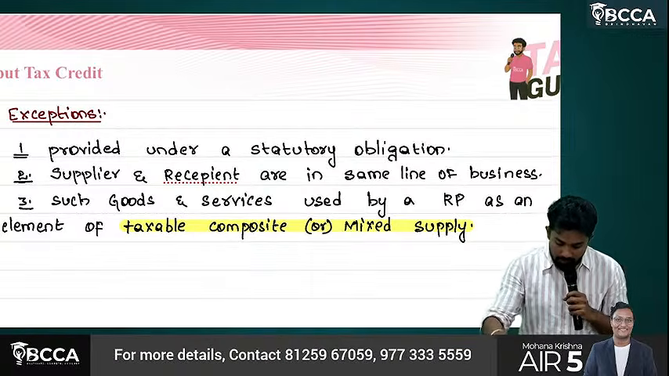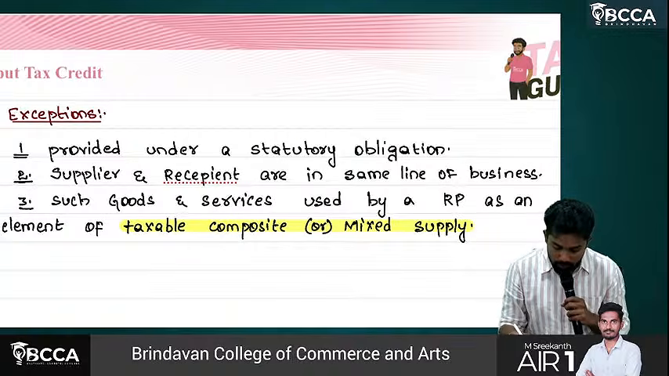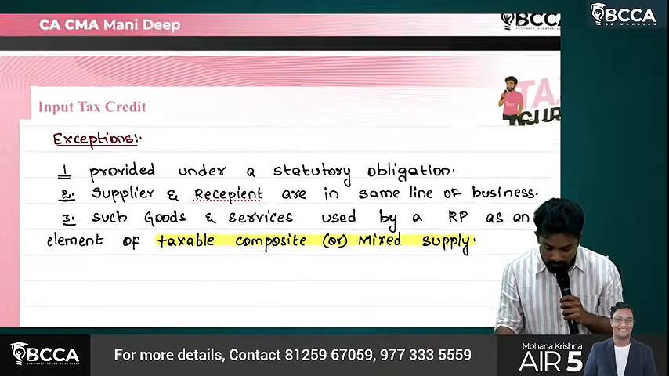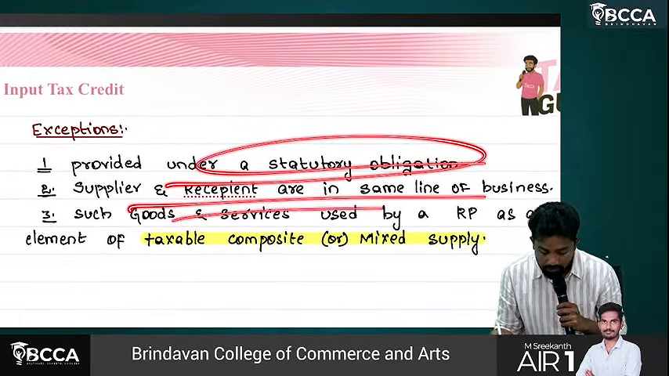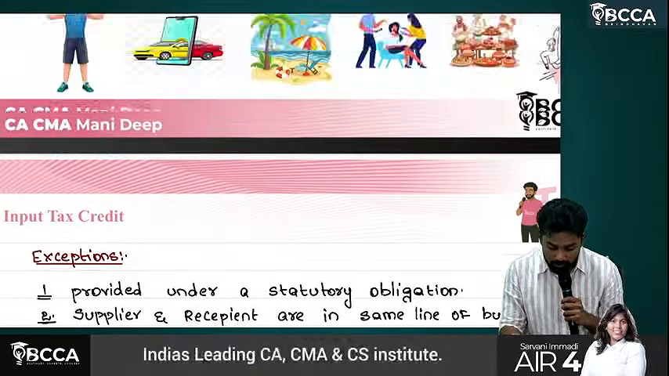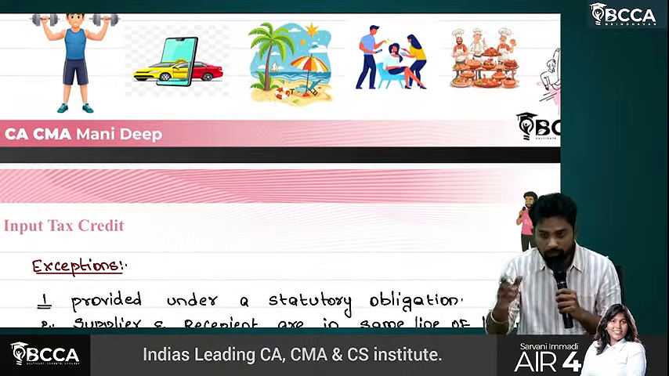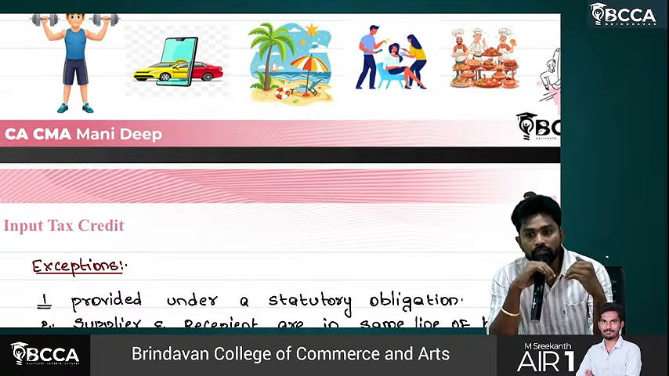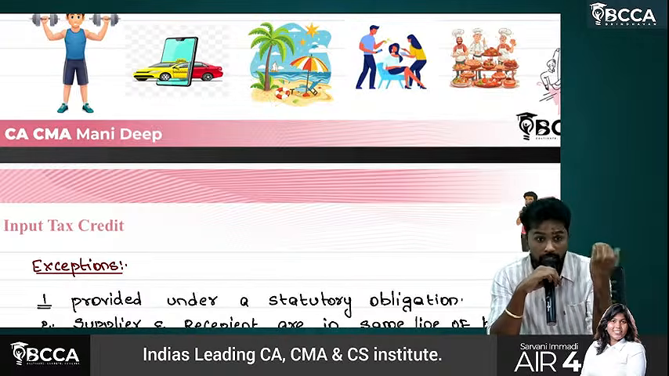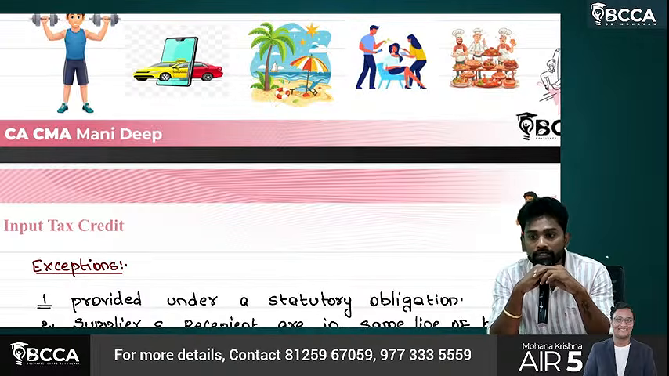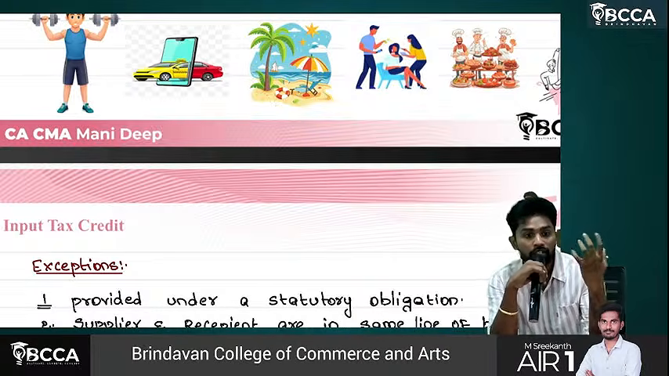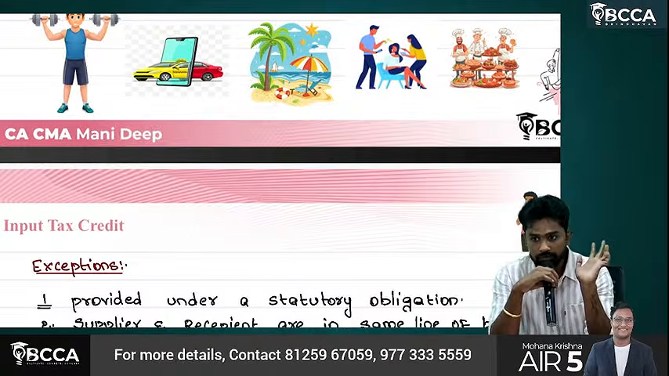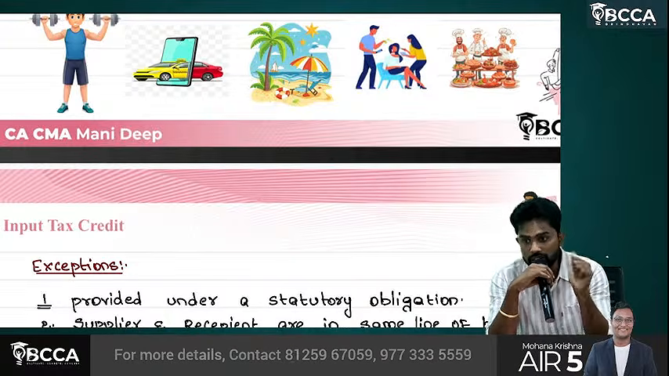Sir, understand, services provided under a statutory obligation, or when supplier and recipient are in the same line of business. The statutory obligation point I said. One more example also: as per Factories Act requirement, a factory which has more than 250 workmen has to mandatorily maintain a canteen. To maintain a canteen, you should buy what? Food and beverages. So on the food and beverages, the factory can avail ITC, because it is because of a statutory obligation.